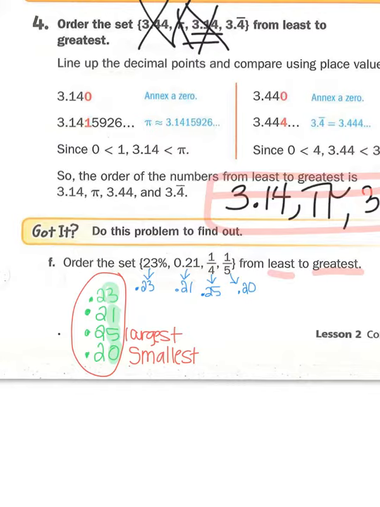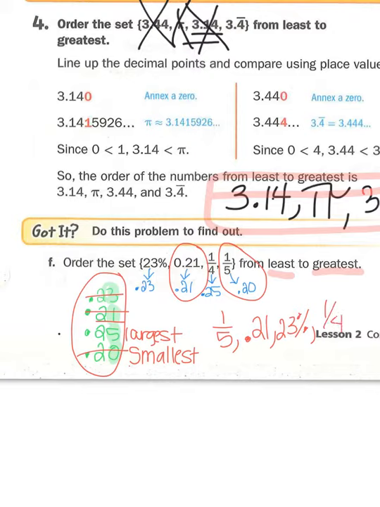So then when we actually list them in order from least to greatest, the smallest would be 0.20, which was 1/5. Okay, then second would be 0.21, which was listed in the original problem as just 21 hundredths already as a decimal. Okay, we've taken care of both of those. Next would be 0.23, which was 23%. And finally, 0.25, which was 1/4. So in order from least to greatest, it would be 1/5, 21 hundredths, 23%, and 1/4.